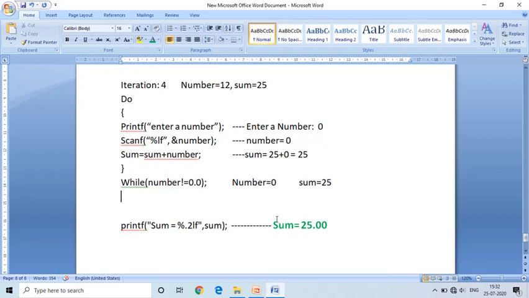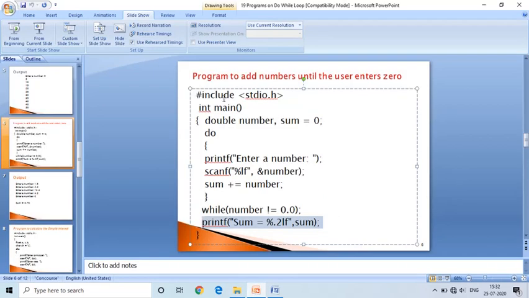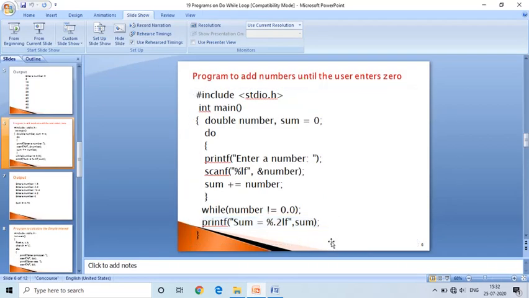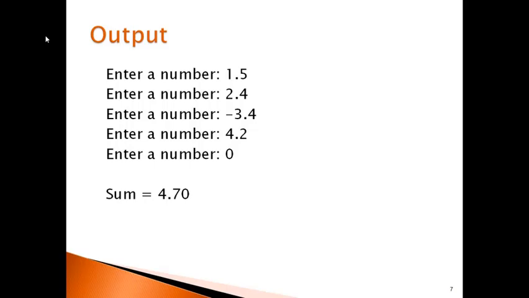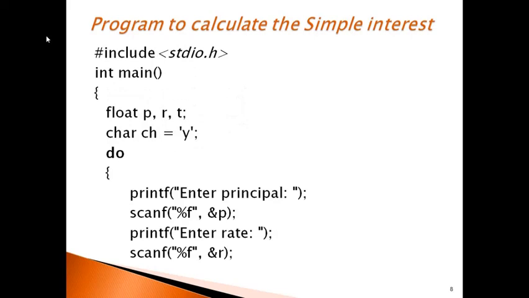This is the program to add the numbers until the user enters 0. By using the do while loop, we will do this program. Now we will see one more program to calculate the simple interest.